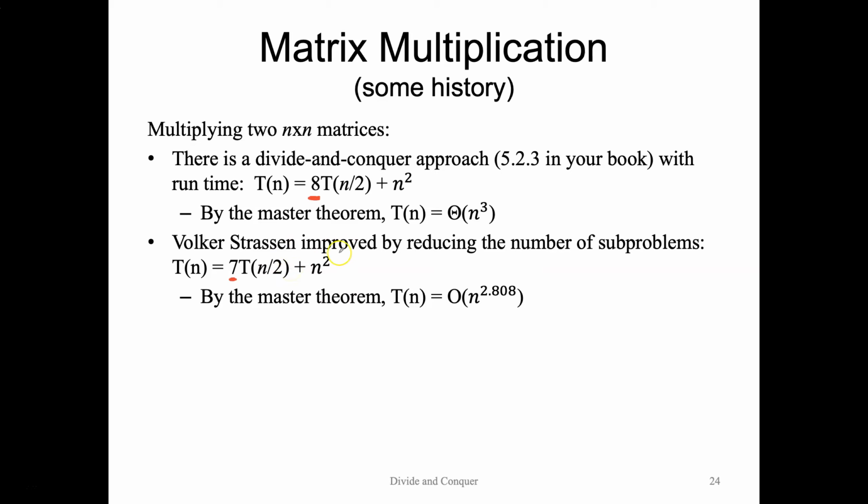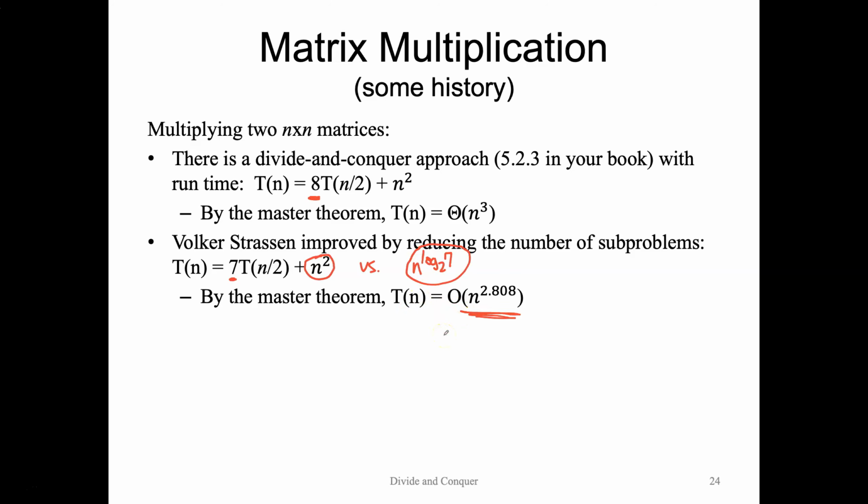So now again, using the master theorem, we have our non-recursive overhead is n squared. Our critical function that we're going to compare it to is n to the power of log base 2 of 7, which is no more than 2.808. So this is still the faster growing function, but we have something which is better than n cubed now. So we get a little bit of a better runtime.